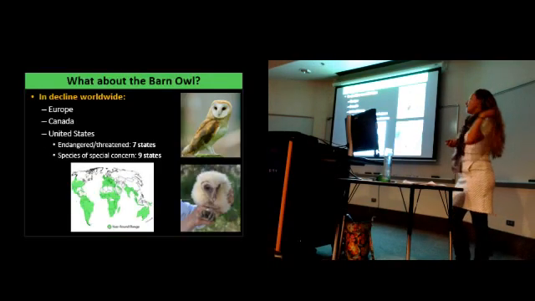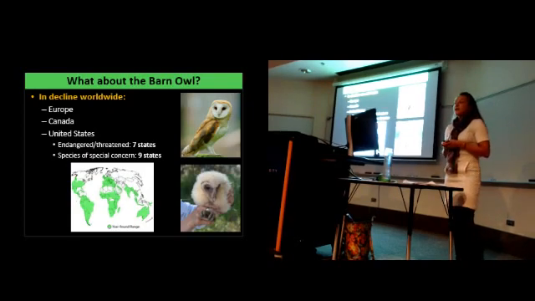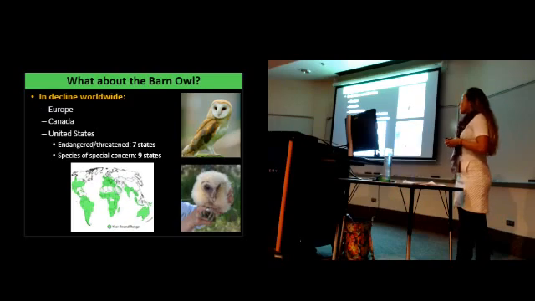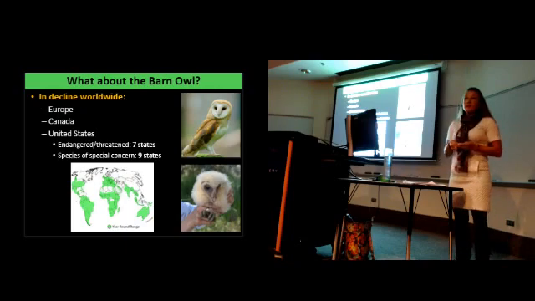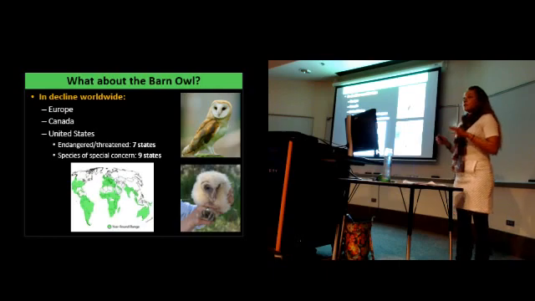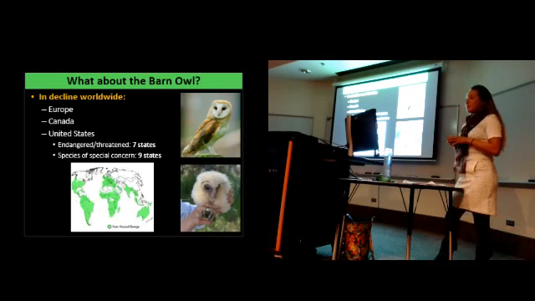Barn owls are found on every continent except for Antarctica. However, they're in decline across most of their worldwide range. Populations in Europe are listed as endangered or have become locally extirpated. In Canada, barn owls are found in British Columbia, where they're listed as threatened, and they're also found in Ontario, where they're listed as endangered. Here in the United States, 7 states consider them a species that is threatened or endangered, and 9 other states have them listed as a species of special concern. Here in Idaho, they have no such special designation.